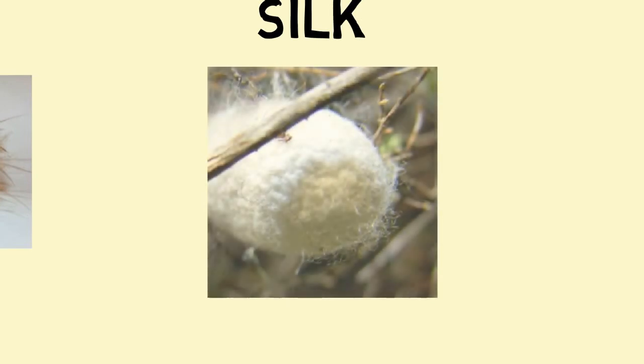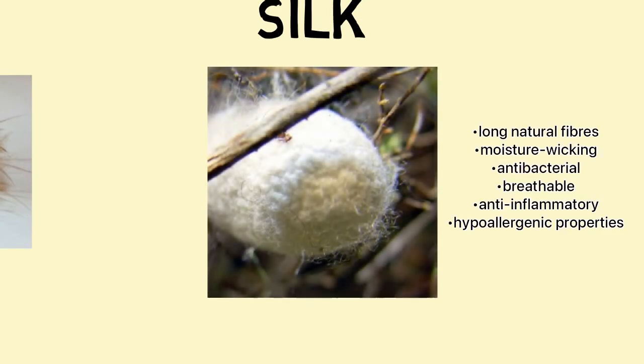The fourth one is silk. Mulberry silk is commonly used for the comforter filling. Silk has long natural fibers. It is moisture-wicking, antibacterial, and breathable. Silk also has anti-inflammatory and hypoallergenic properties.